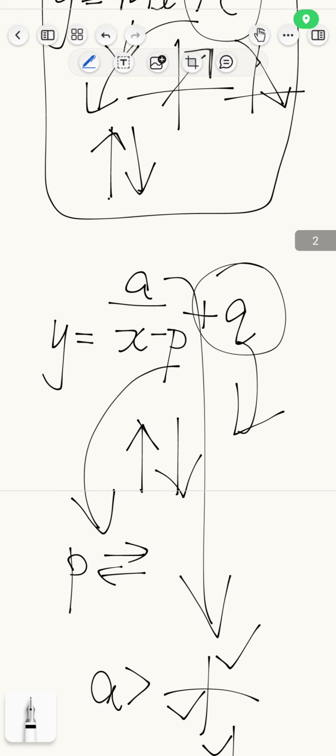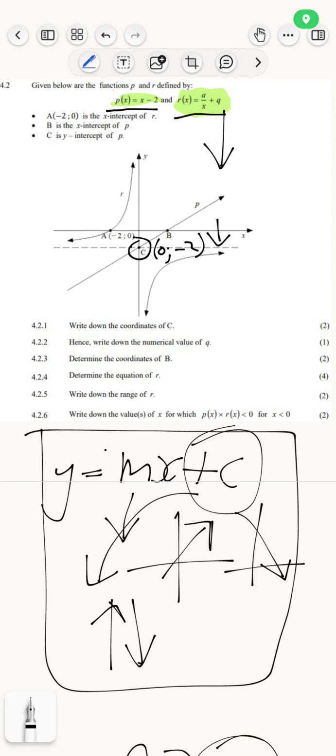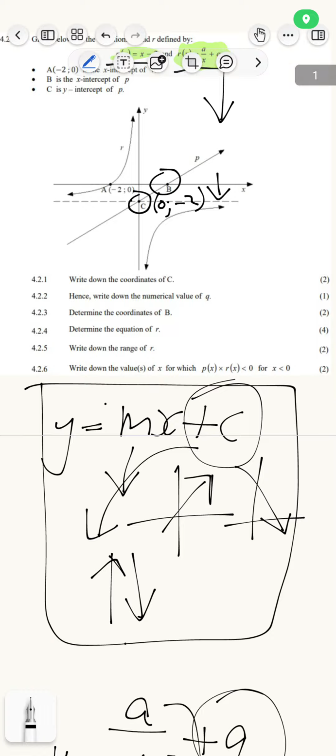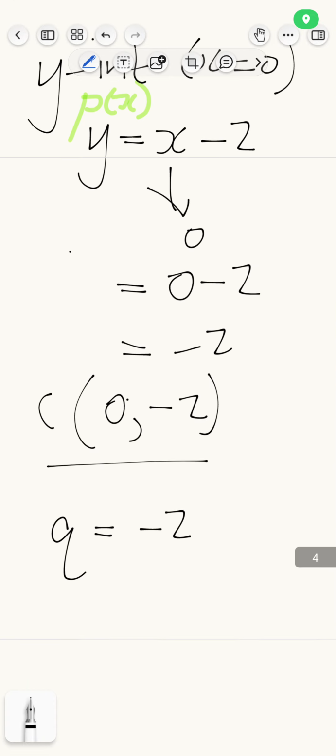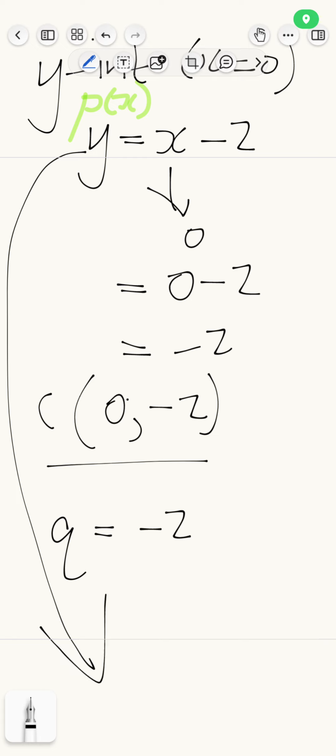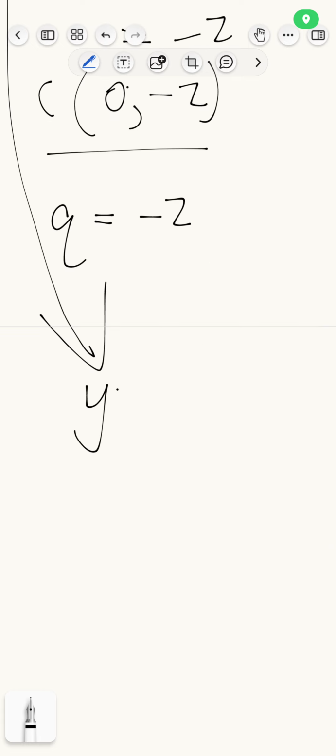Okay, let's see what's the next question over there before we discuss the equations. The coordinate of B is over here. So what is B? That's the x-intercept, right? So how do you find x-intercepts? Again, this is the equation of my straight line: y is equal to x minus 2. So we have the y-intercept above. How do you get the x-intercept?